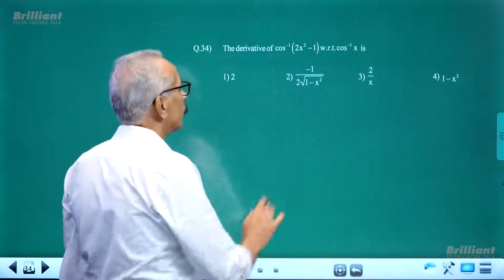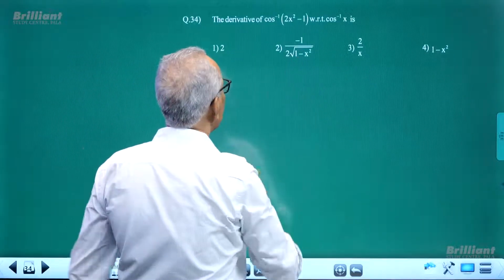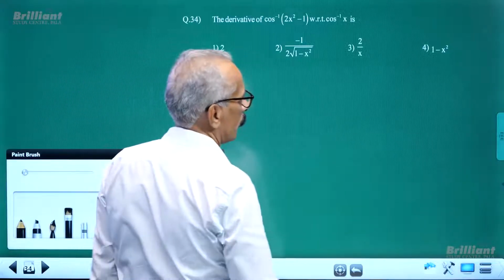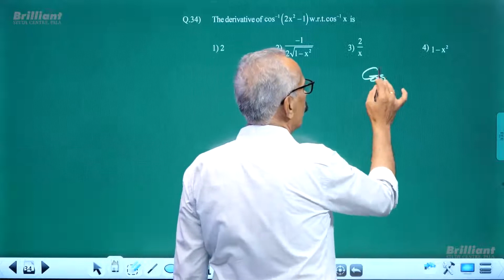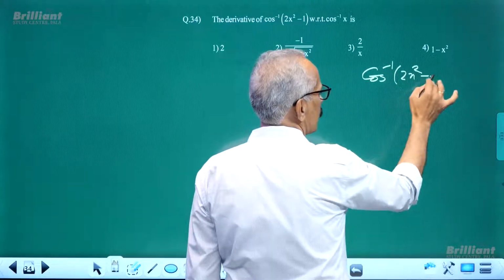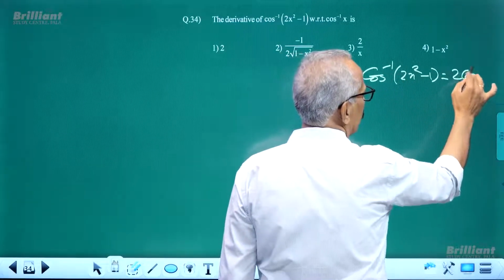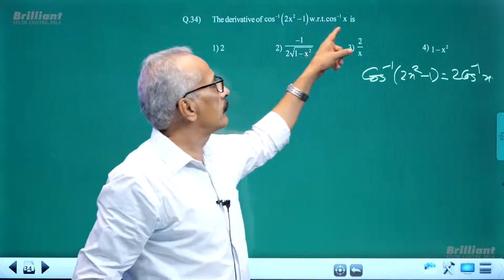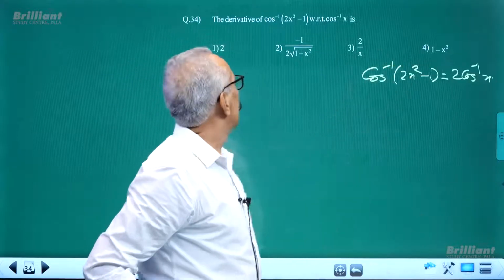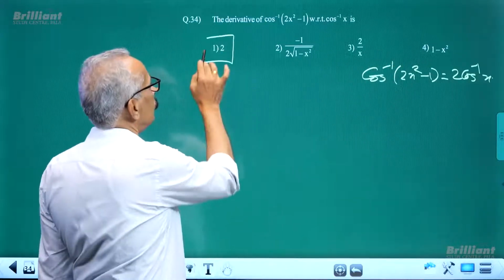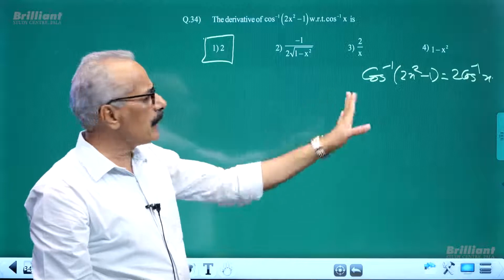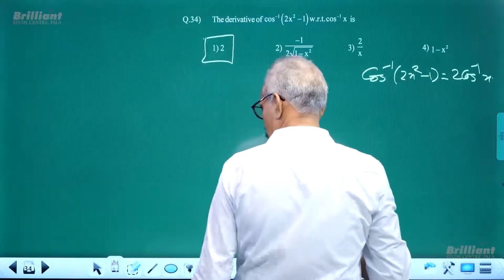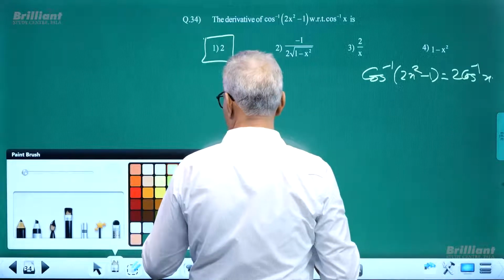Question 34. You know that. So first we should simplify cos inverse 2x square minus 1. Cos inverse 2x square minus 1 is 2 cos inverse x. Those who know this can take the derivative of 2 cos inverse x with respect to cos inverse x. The answer is 2. But conditions are needed here, but it doesn't matter. Since there are none here, we wrote it that way. How do we simplify this?